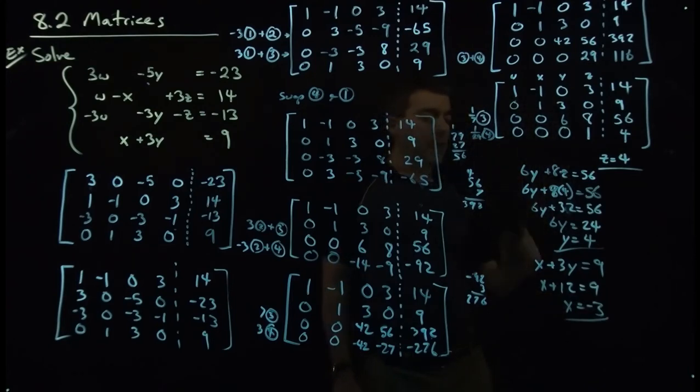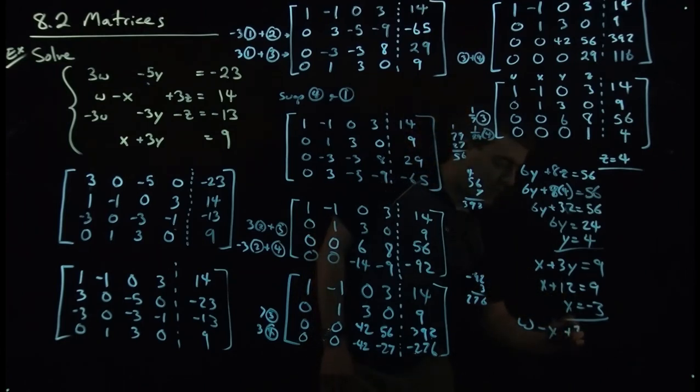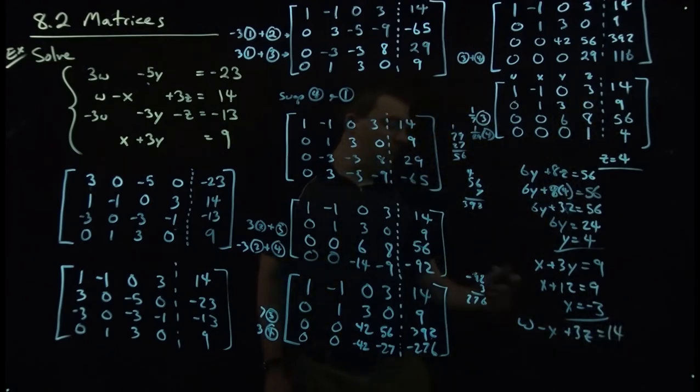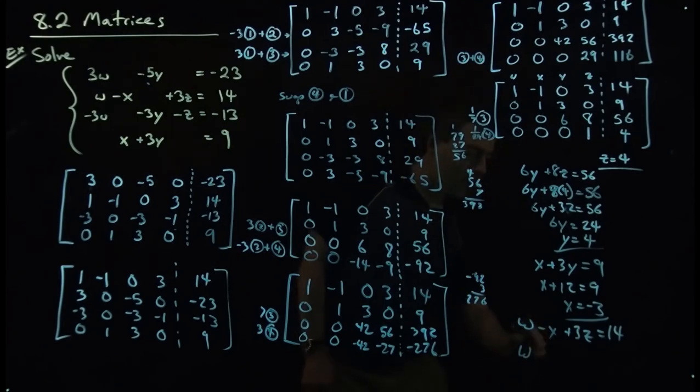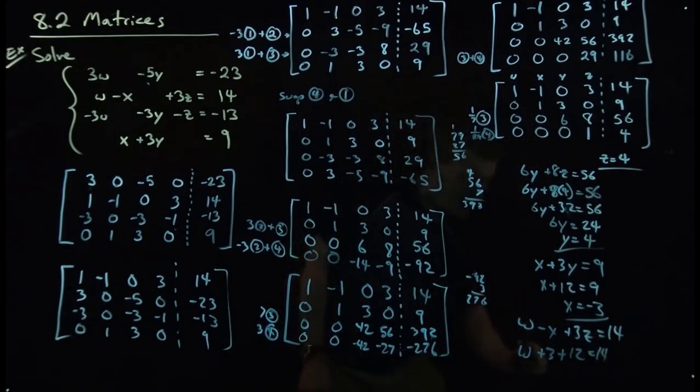And then the last step here, we have w, sorry, not x, w, minus x, which we know, plus 3z equals 14. We have a value for z and also for x. So w minus a negative 3, so plus 3 times 4 is 12, equals 14. So w plus 15 equals 14. So that means w equals negative 1.